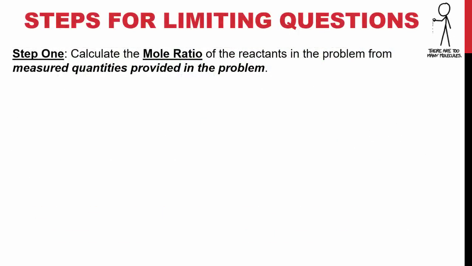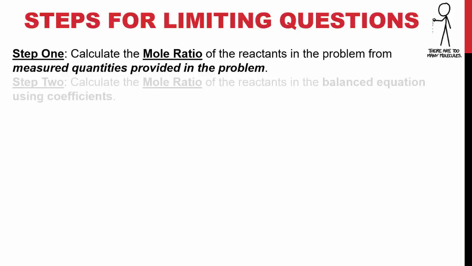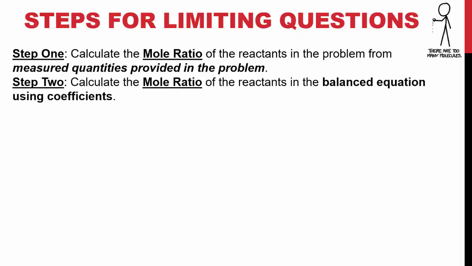So there's going to be a couple steps to determining these questions. The first thing you have to do is calculate the mole ratio of the reactants in the problem from the measured quantities provided in the problem. This means, for example, if they say that you have 80 grams of nitrogen gas and excess of oxygen. So that's going to be your mole ratio. The second step is you have to calculate another mole ratio, but now you're looking at the balanced equation using the coefficients. Again, go back to lesson 11 to think about what mole ratios are.